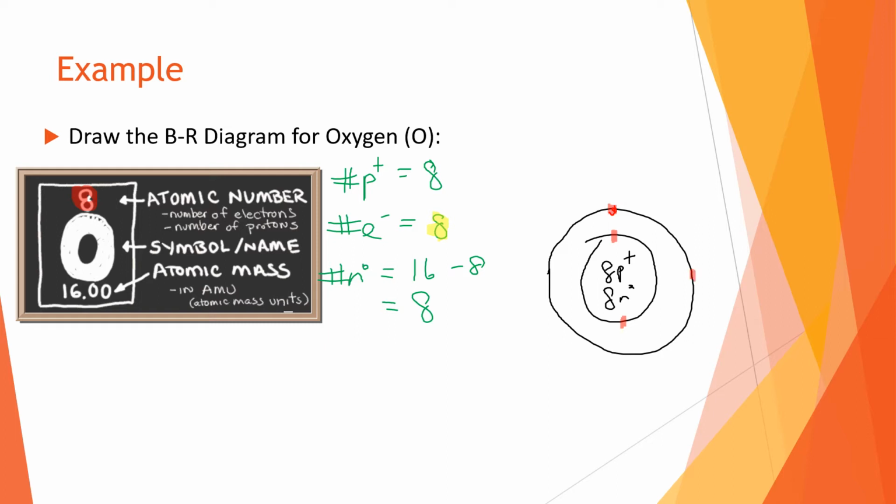So 1, 2, 3, 4. Okay, so 2 in the first orbit, and then we have 6 left. So 5, 6. Okay, so for a total of 8 electrons. So 1, 2 in the first orbit, 3, 4, 5, 6, 7, 8 in the second. Okay, so now we're happy. We've done the Bohr-Rutherford diagram.